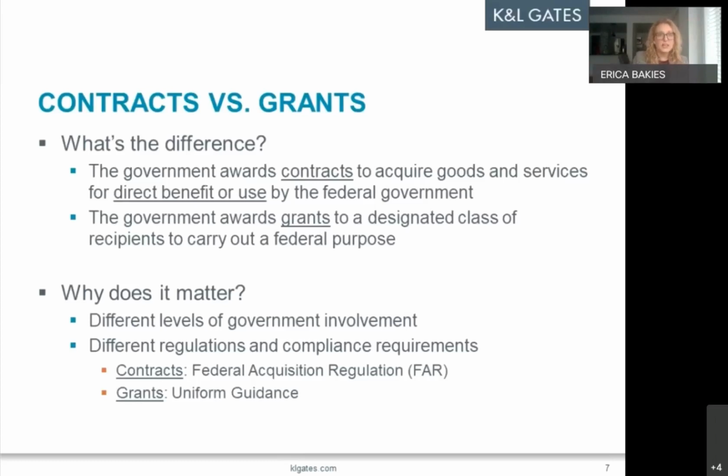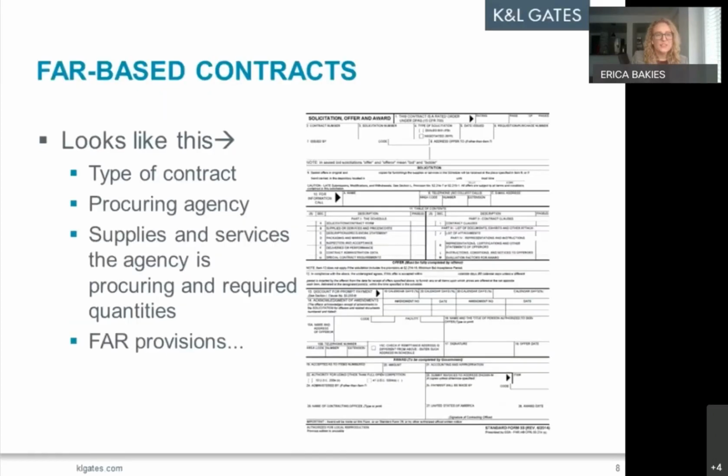The first being the level of government involvement, and the second being the application of which regulatory requirements. So contracts are governed by the Federal Acquisition Regulation, and grants are governed by the Uniform Guidance. So let's start with contracts.